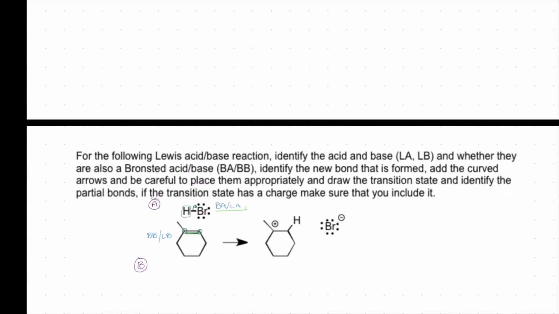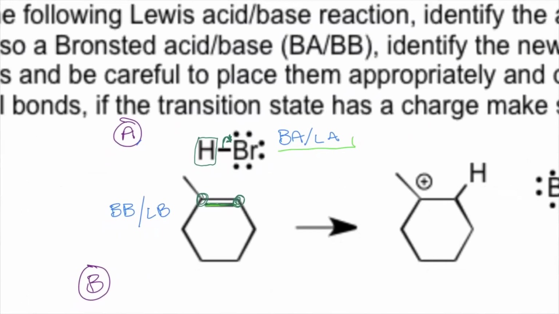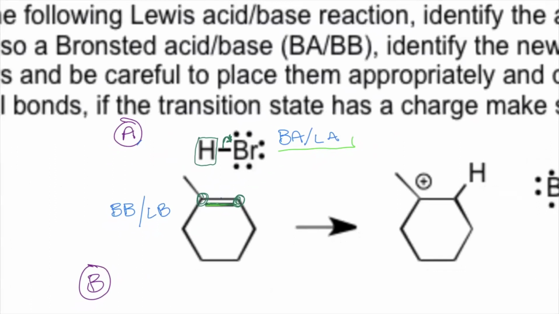Which means that, remember, this is where the arrows are important. When you're drawing an arrow, you're going to go from the electrons, which are here, and you've got to kind of come around this way.